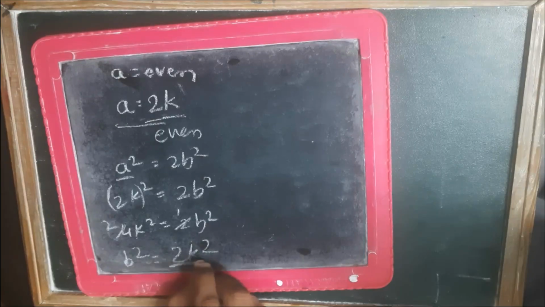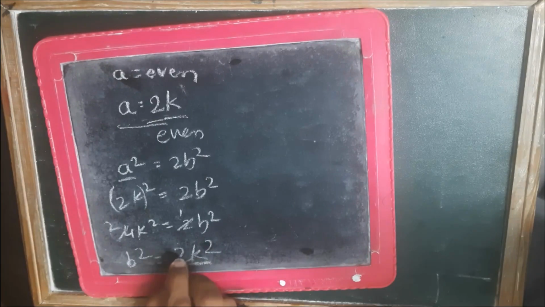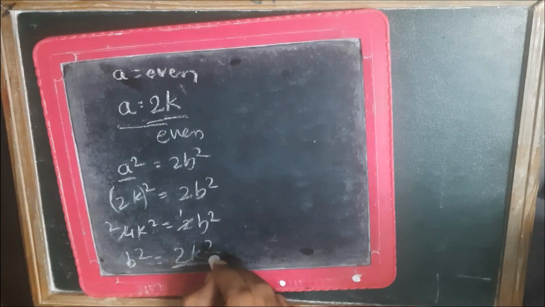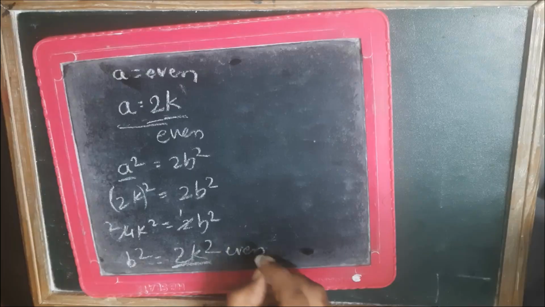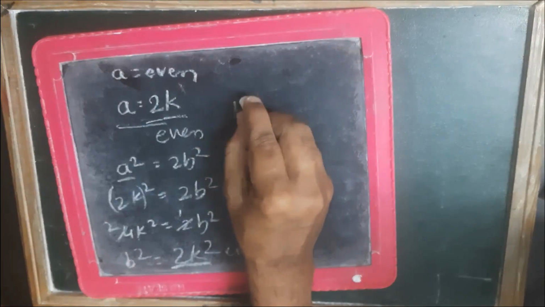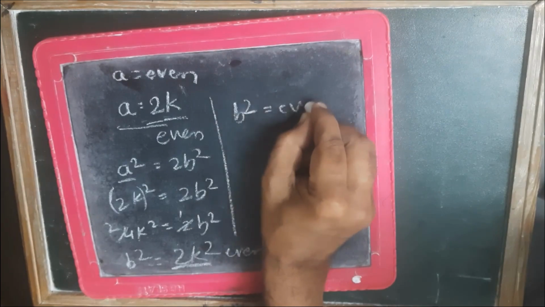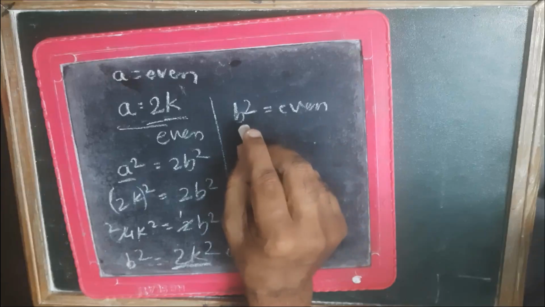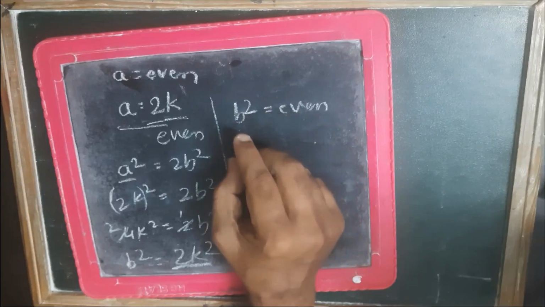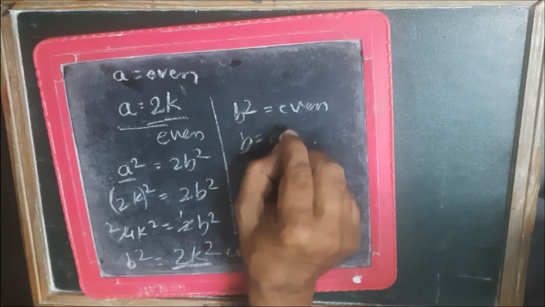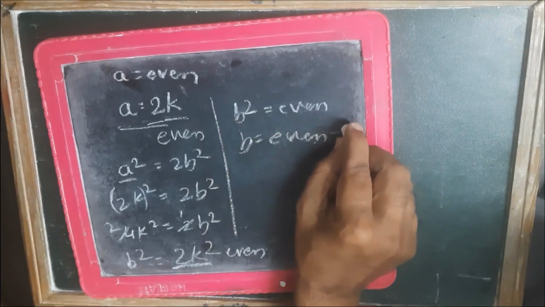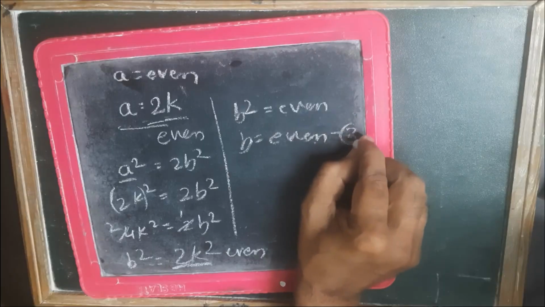From this again, if you multiply any constant value with 2, then this will become even. That means b square is equal to even. From the previous statement, we can say that b into b is equal to even, then b will become even as well. This is statement number 3.